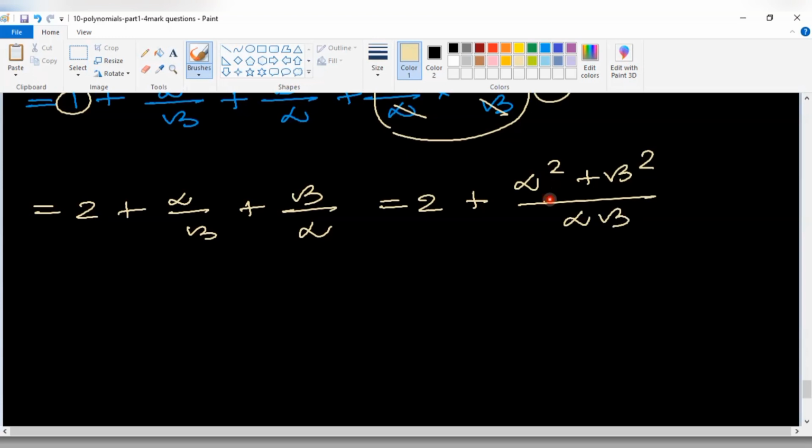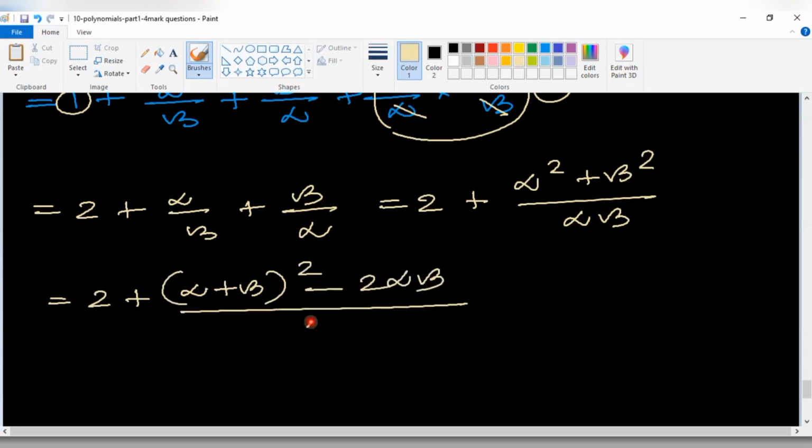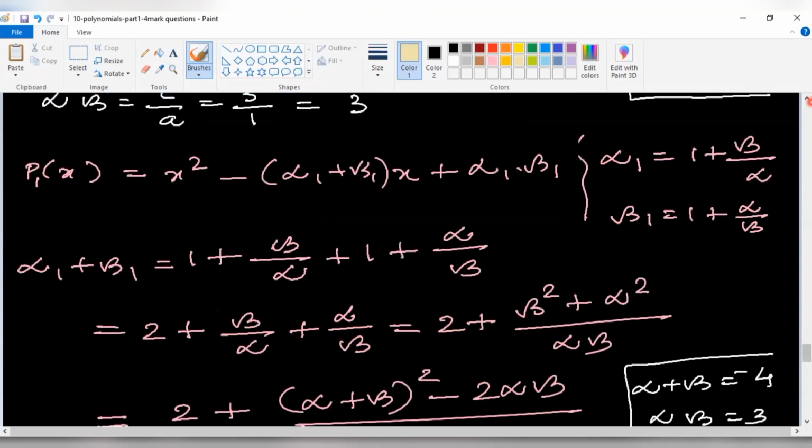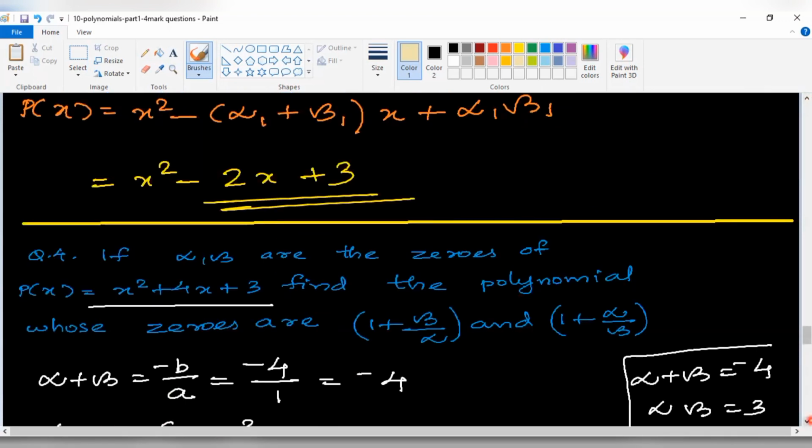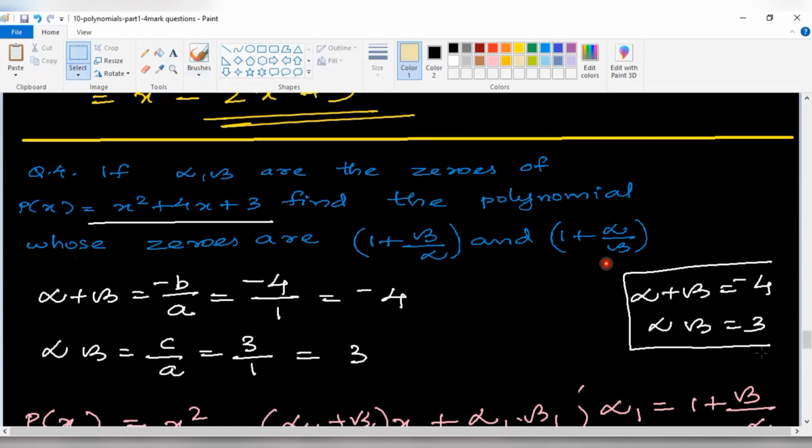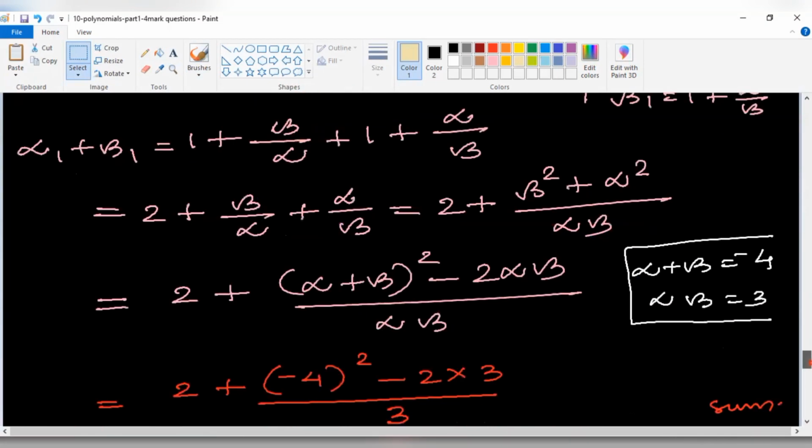Okay, a square plus b square. So it is alpha plus beta the whole square minus 2 alpha beta divided by alpha beta. Okay, I hope you understood. This is from an identity. Now we have alpha plus beta and alpha beta with us as numbers. See, here we have the values. So we will take it there and we will just substitute.